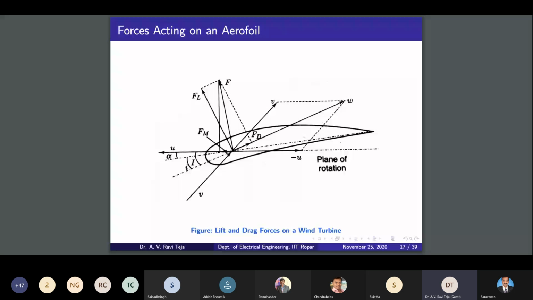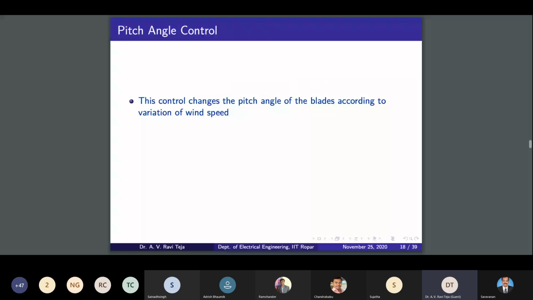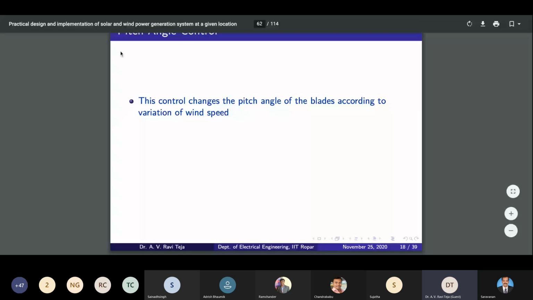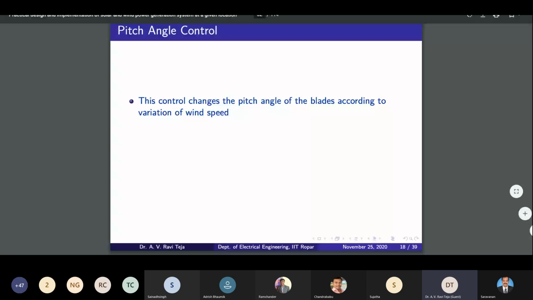So when we design the blades of the wind turbine itself, we have to see what angle I have to design such that I get maximum lift force and minimum drag force. Right? And as the wind direction changes throughout the day, we have to also have a control on the blades so that I can align the blade to get maximum lift force. So this control, we call it pitch angle control. Pitch angle means the blade angle I am changing such that I get maximum lift force and minimum drag force at a given wind direction.